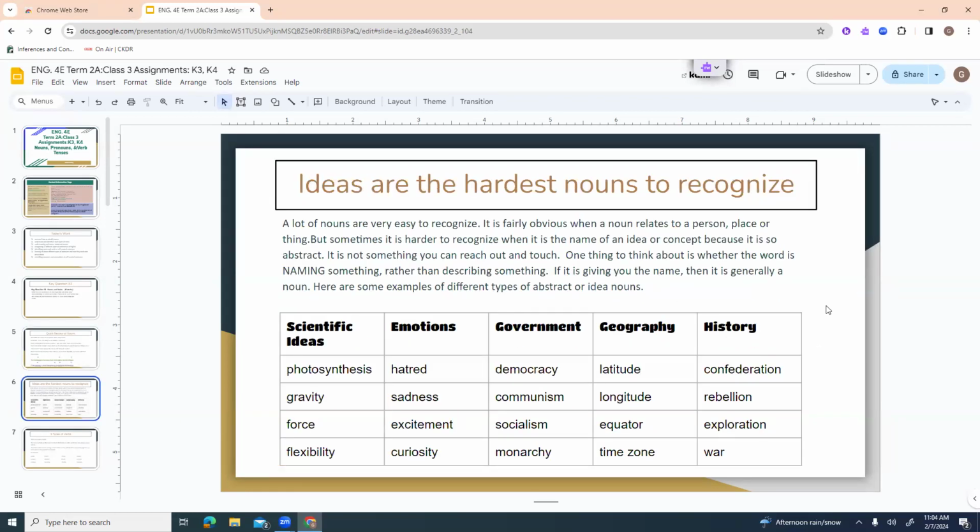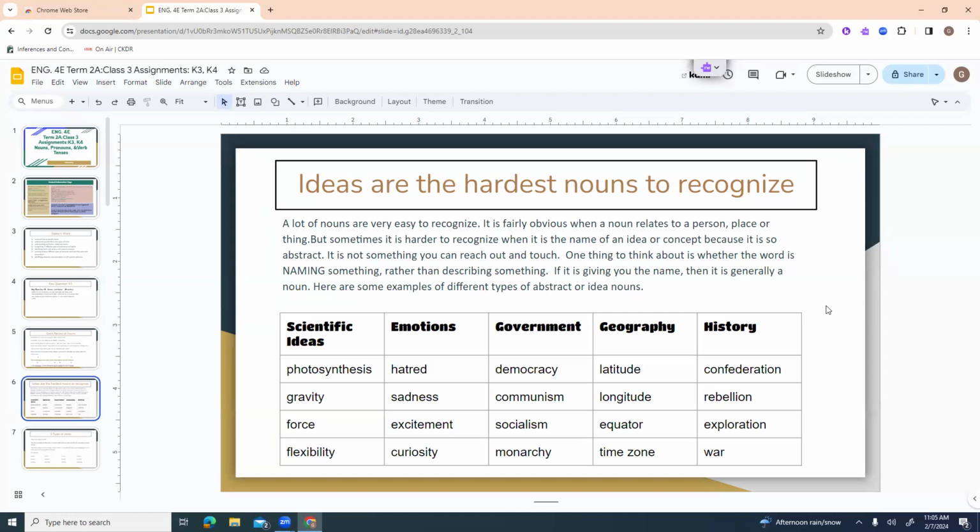Ideas are the hardest types of nouns to recognize. Sometimes nouns like people and places and things are pretty easy. It's harder because it's abstract. It's not something you can reach out and touch. One thing to think about is whether the word is naming something rather than describing something or describing an action. If it's giving you a name, then it's generally a noun.